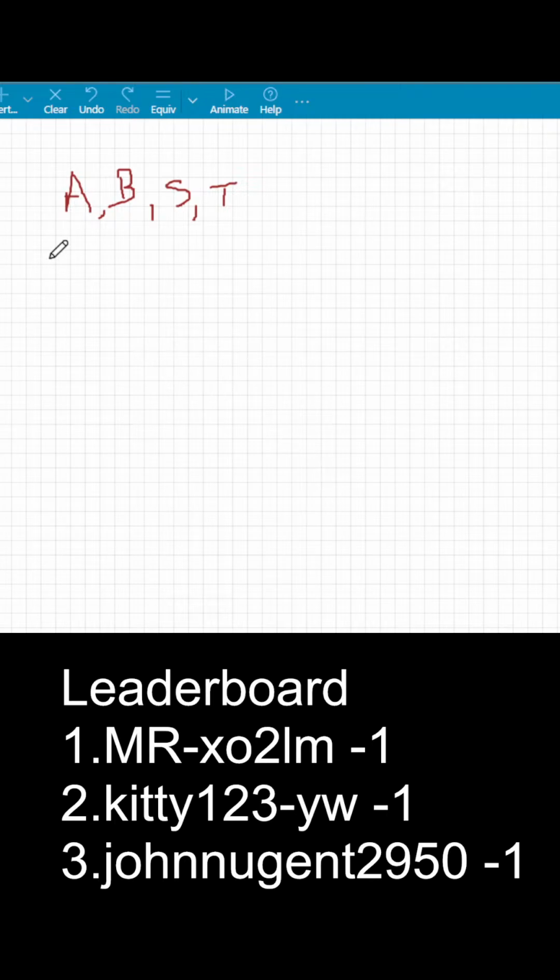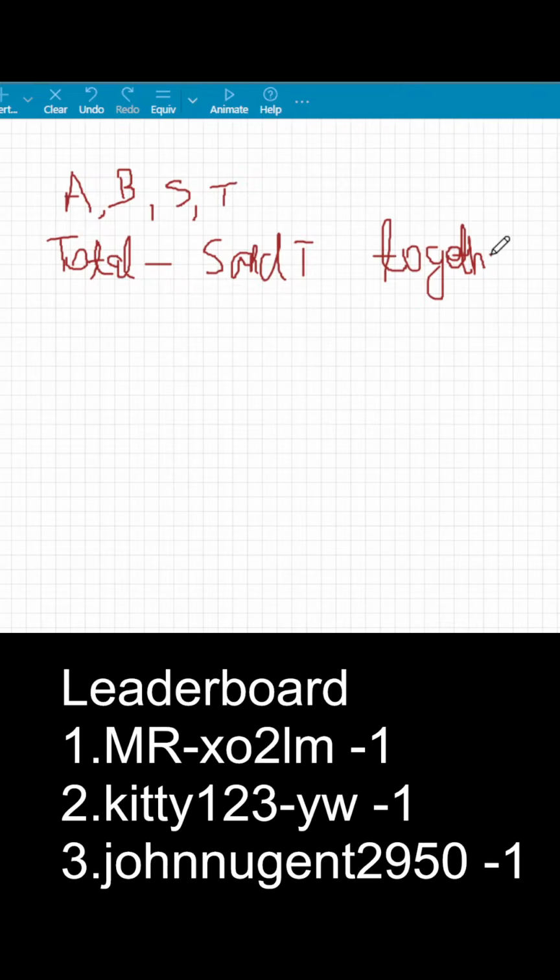So one way of solving this is to find out the total number of ways in which they can be arranged minus the number of ways in which S and T are together. Then that will give us the total number of ways in which S and T are not next to one another. So total number of ways of arranging these four will be 4 factorial, which is 24.